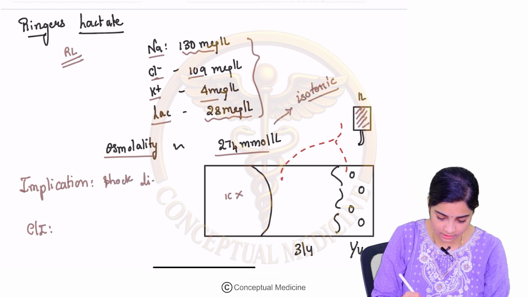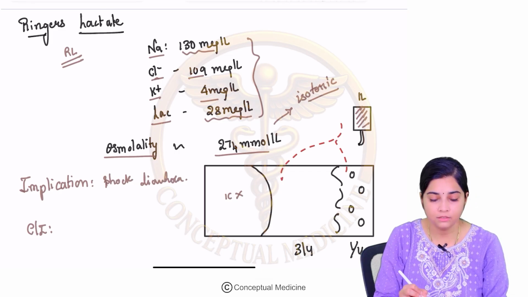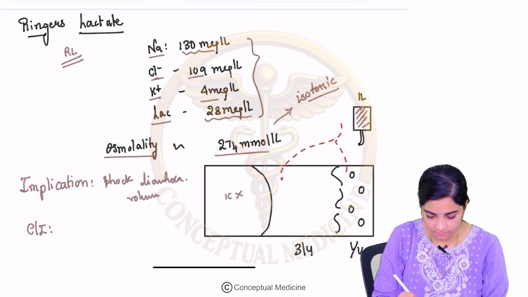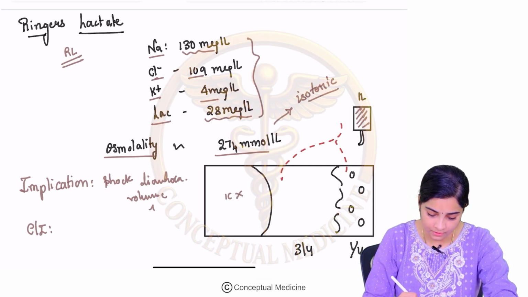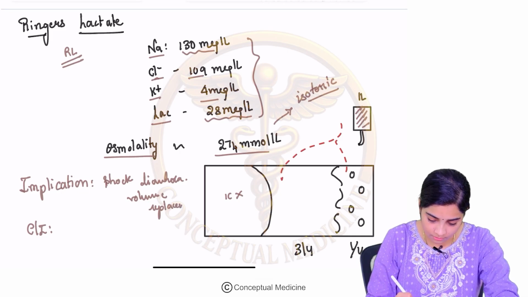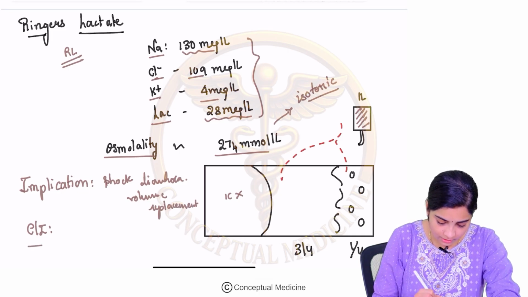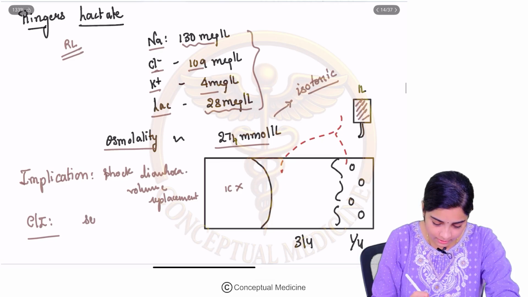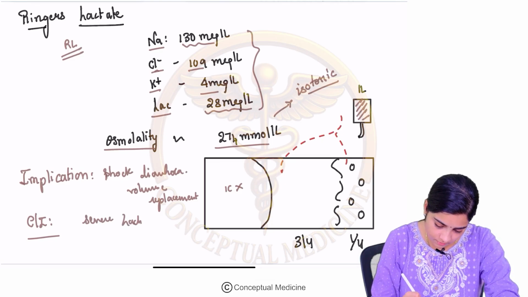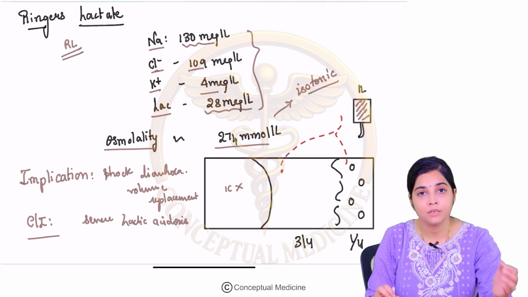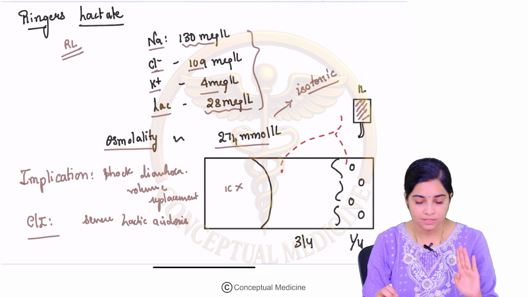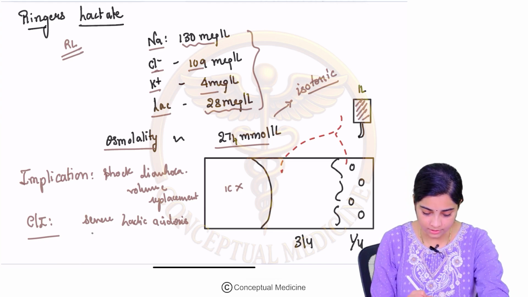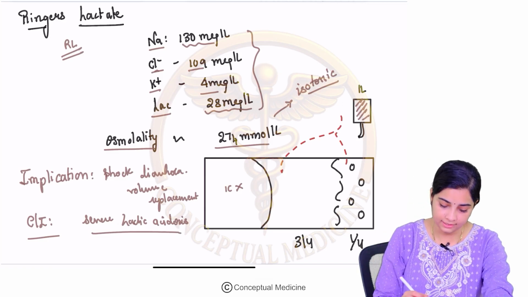It can be used in diarrhea. So this helps in volume replacement because a good amount of the lactated ringers goes into the plasma. So what are the contraindications? Severe lactic acidosis is a contraindication to the use of RL because of the high amount of lactate in RL. So severe lactic acidosis is an important contraindication for the use of ringers lactate.